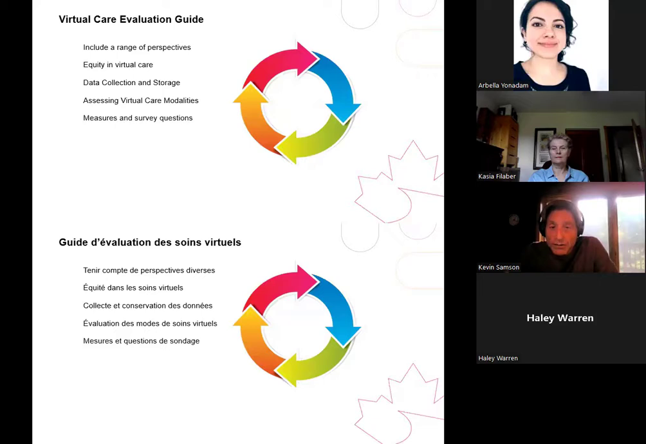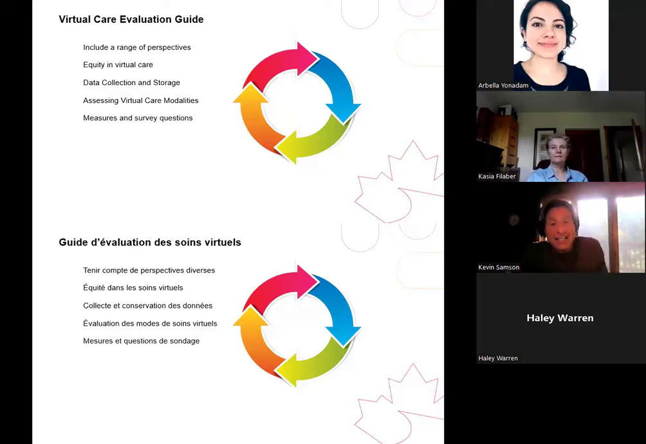Having implemented virtual care, we need to be able to evaluate it. How well is it working? How can it be improved? It hasn't been clear, though, how this is best measured. HEC and Infoway convened a virtual care evaluation committee to help with this. The result is the Virtual Care Evaluation Guide, which is part of the Clinician Guide Toolkit.